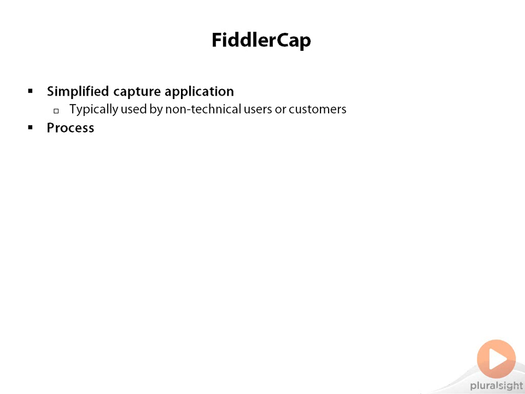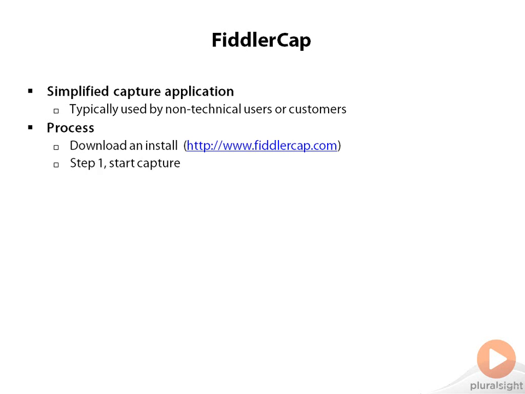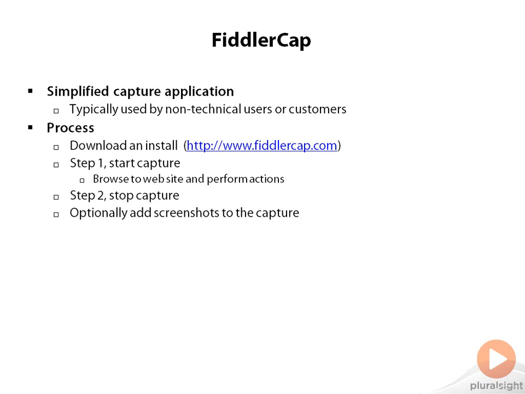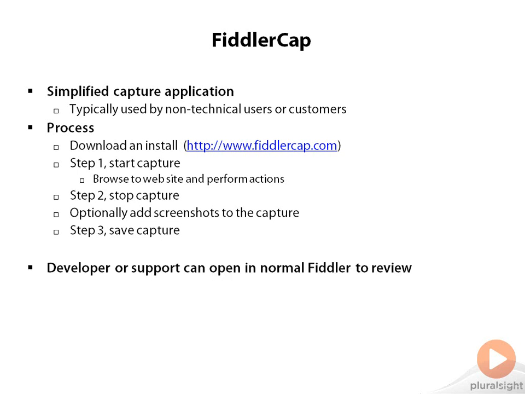And the process is that they will download and install Fiddler Cap. They're going to start a capture. They're going to browse to the website and perform whatever actions they need to do. They're going to stop the capture. They can optionally add in screenshots to the capture so we can see what it looked like in the browser corresponding to what they were doing. Then they can save the capture. Then they can send this to developer or support, and they can open it in normal Fiddler and review it.